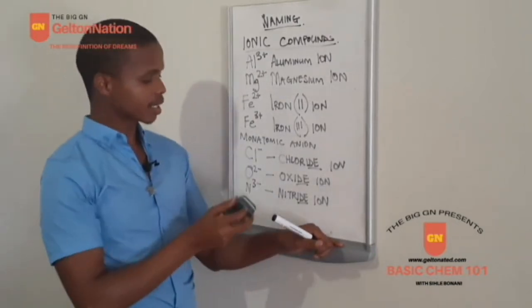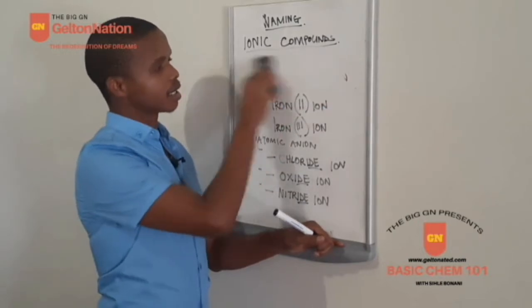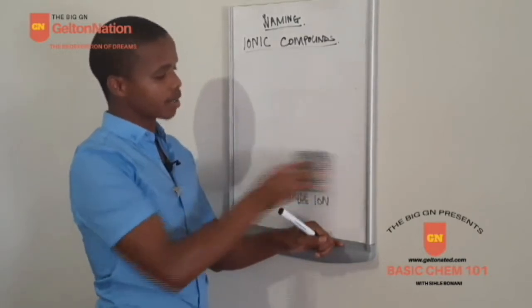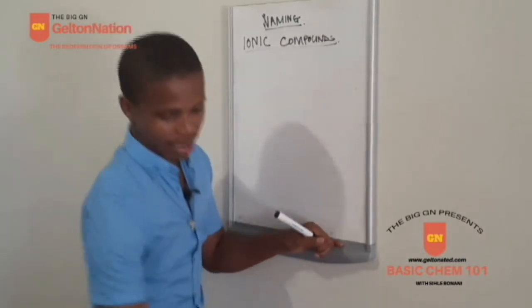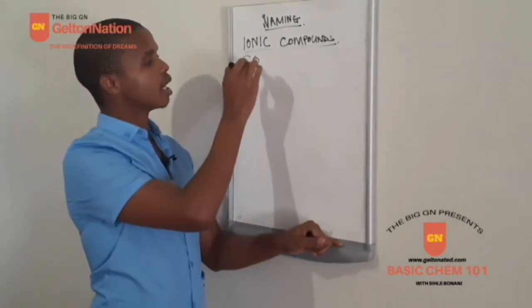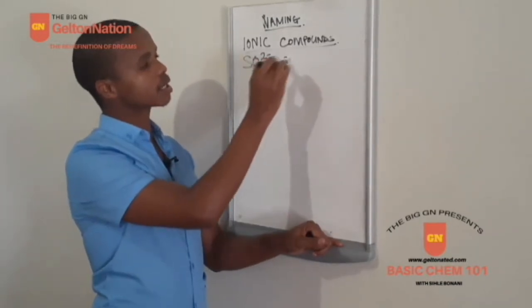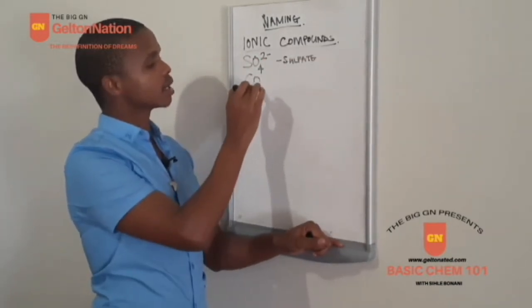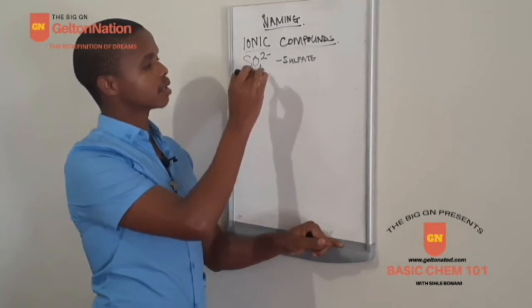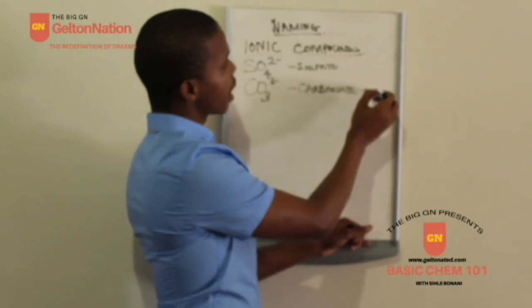So with that in mind, I don't know the exact way of really knowing the polyatomic ions, but you have to familiarize yourself with your polyatomic ions here. An example would be SO4, this is sulfate. Then this one, is it 2 minus or 3 minus? I don't know. It's carbonate ion.